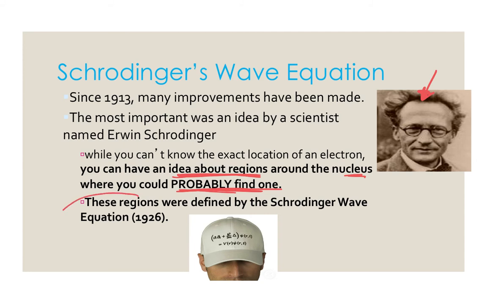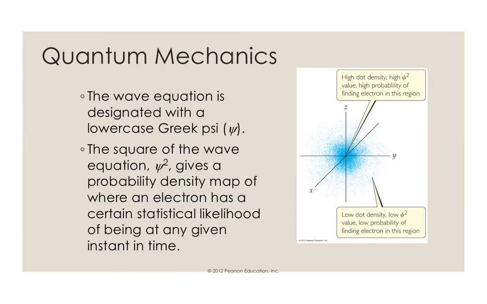And those regions are defined by the Schrödinger wave equation. You think of it this way, much like if you're graphing a simple parabolic equation on your graphing calculator, it maps it out based on math. Well, if you take the square of the results of Schrödinger's wave equation, you get a density map that shows the likelihood of an electron being in a particular place at any one point in time.